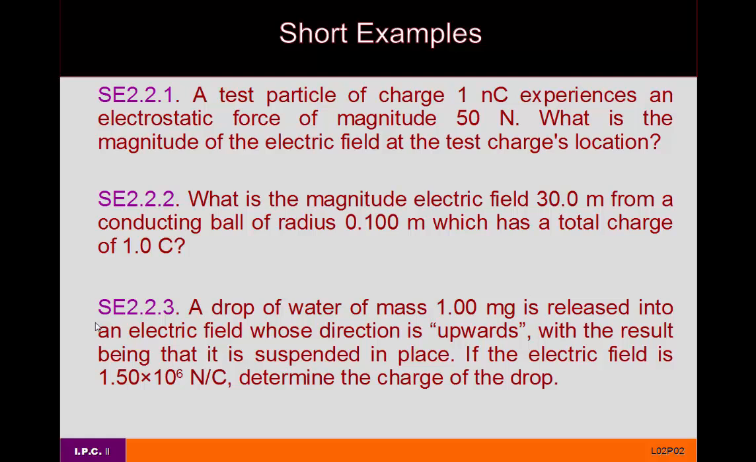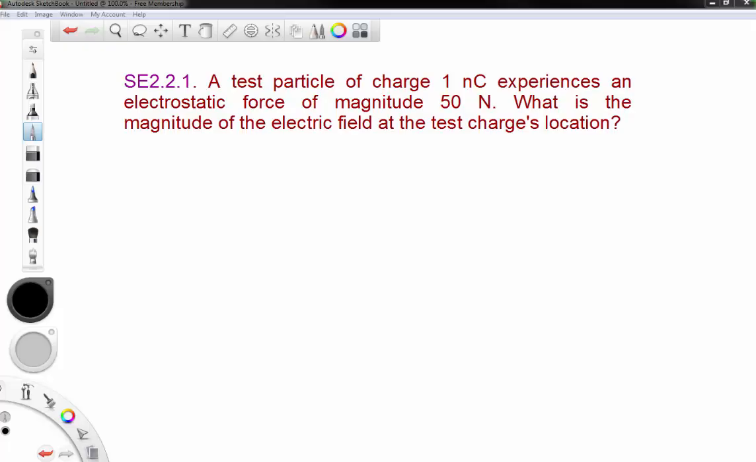Let's look at a few examples before going on to how we can actually visualize electric fields. In our first example, we are given a test charge of 1 nanocoulomb, and we're told that it experiences a force of 50 newtons at its location. So we want to know what is the field strength.